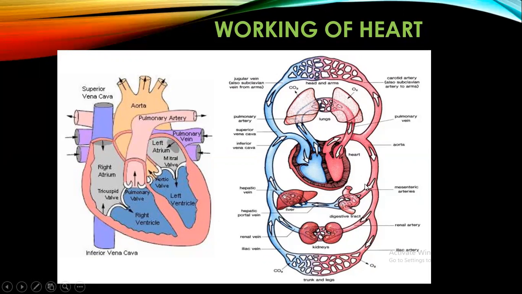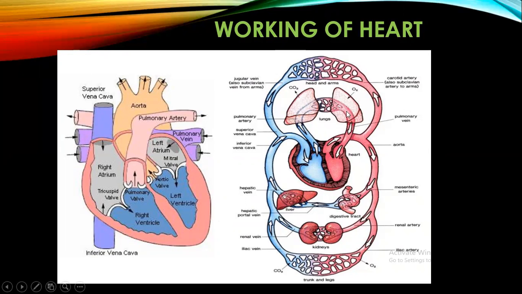Similar is the diagram over here, which is a bit simplified, where you are able to see these lungs. And in the lungs, exchange of gases takes place. So exchange of gases takes place in the alveoli of the lungs. We have already discussed that the alveoli is surrounded by a network of blood vessels, where the gases get exchanged into the capillaries.